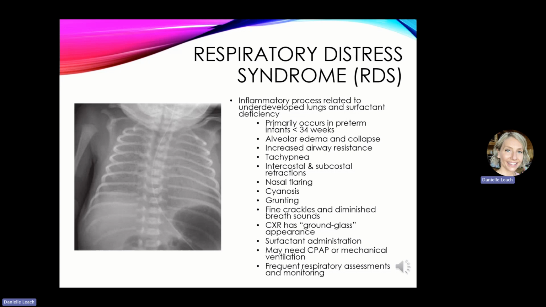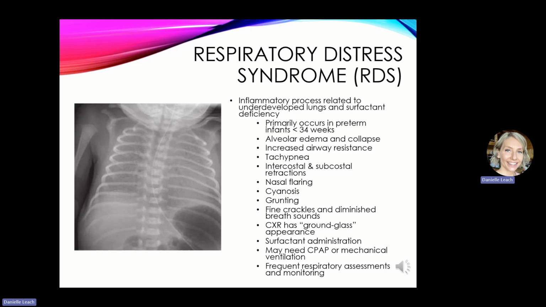So if you're looking at this chest x-ray on your screen and you think of the type of old style shower doors that appear to have glass that's sort of like ground, that's sort of what it looks like. You don't need to identify x-rays on the test or anything like that, but just know that it has a ground glass appearance. If you were reading the x-ray report from the radiologist, they typically always will write ground glass appearance if the baby is diagnosed with RDS.